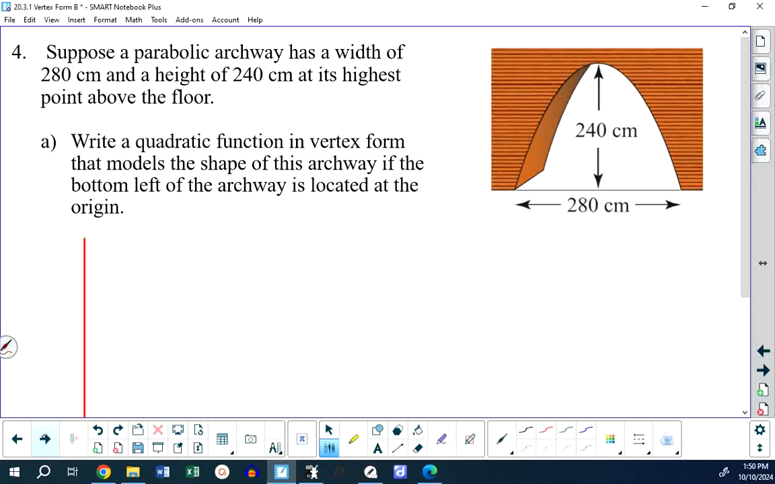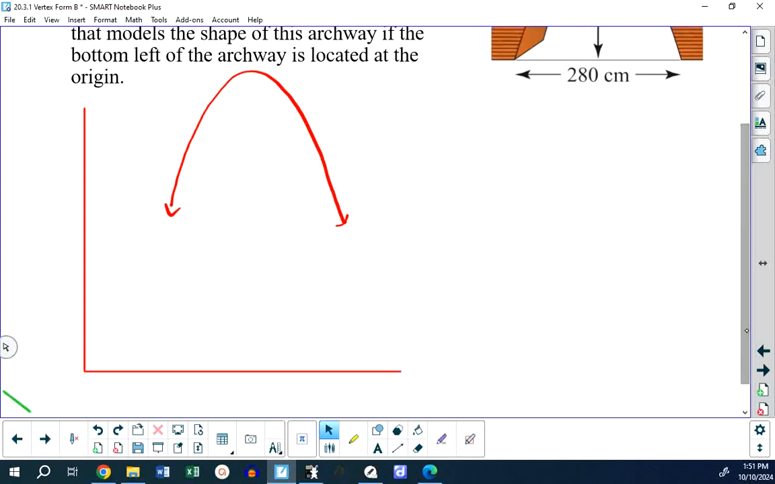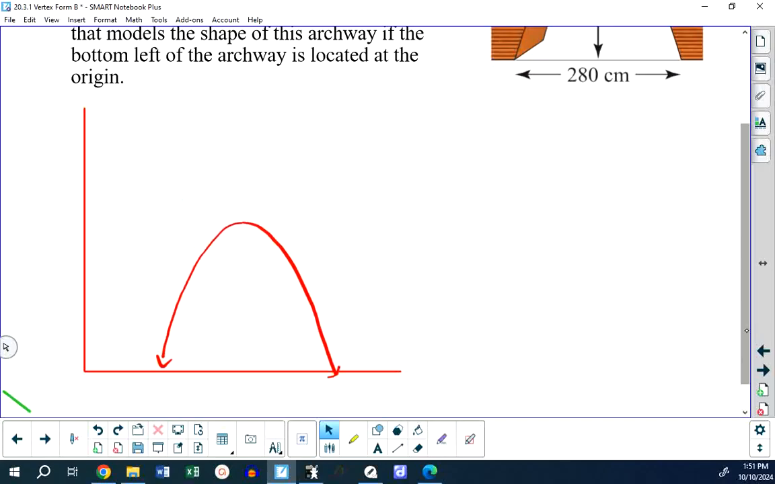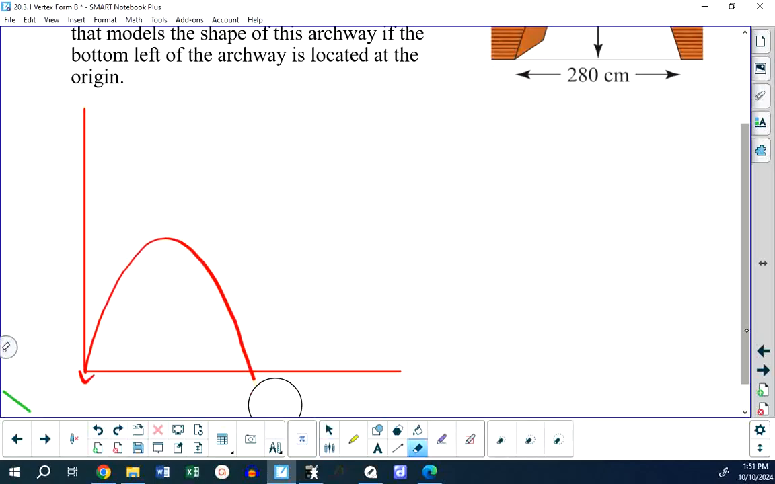Because if I just take this shape and I put it here, and I say find the equation, it's going to be a different equation than if I put it here, or than if I put it here. So I'm giving you some guidance, and I'm saying we want to put this right there.